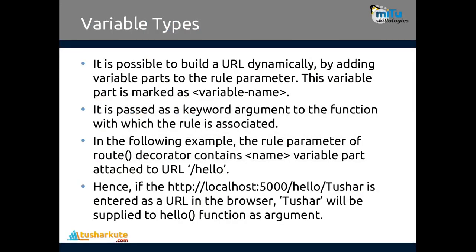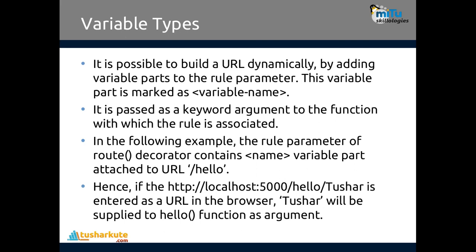It is possible to build the URL dynamically by some variable's value. As per the value that you specify, the URL should be created. It should not be static, it should be dynamic. So by adding variable parts to the rule parameter, this variable part we consider as the variable name that we put into angle brackets. This is passed as a keyword argument to the function with which the rule is associated.